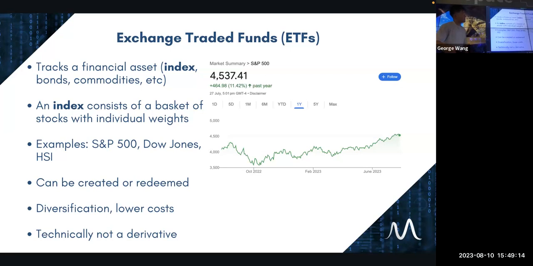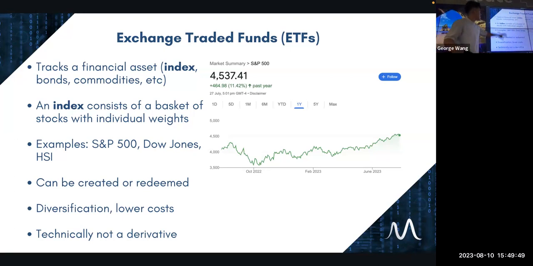What ETFs do is they track a financial asset, right? So the most popular way to make an ETF is to track an index, because an index is a basket of stocks, and an ETF is a way for people to trade the index over the exchange, right? So when you say you're buying index funds, right, you're actually buying the ETF. So the exchange allows you to buy these indexes, right, or to long or short these indexes. So here are some examples: S&P 500, Dow Jones, HSI, the Hang Seng Index for the Hong Kong exchange.